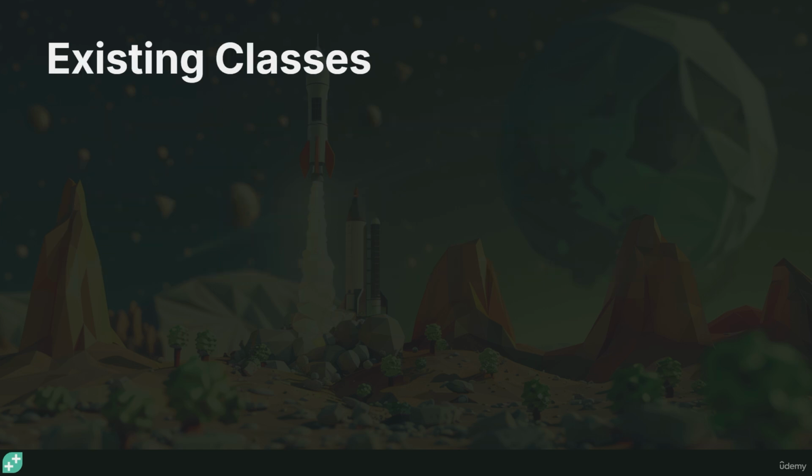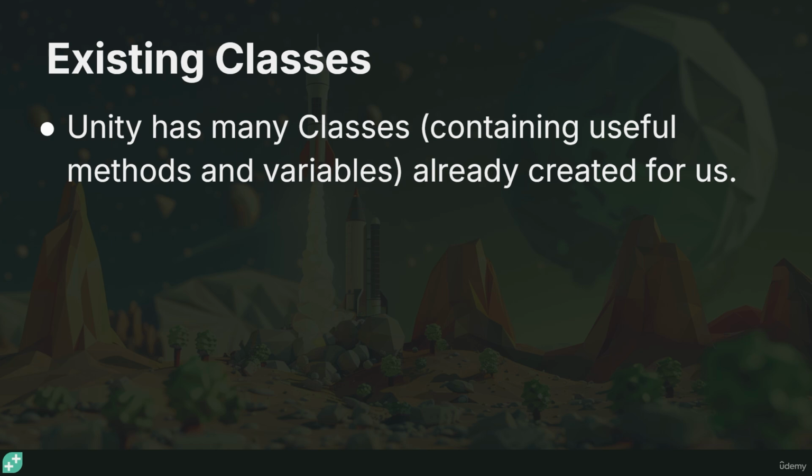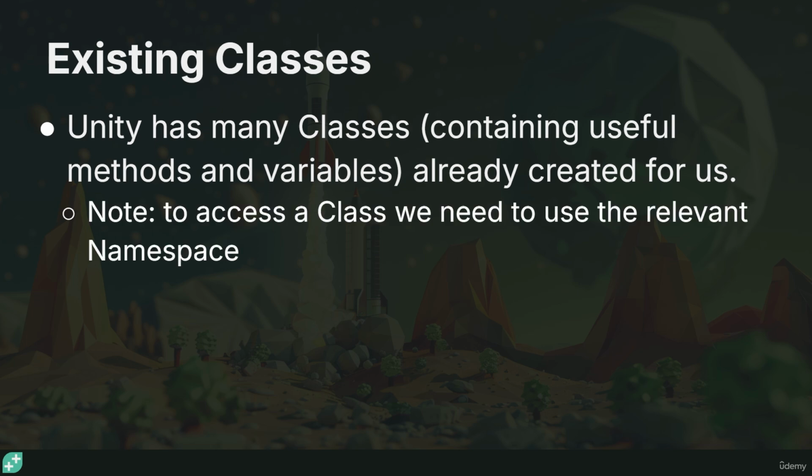Now, Unity comes already with a whole bunch of existing classes, and these classes contain a whole bunch of useful methods and variables. They're already created for us. They're good to go. It saves us a ton of time, and this is one of the main reasons we're using an engine: because people have created this content already.